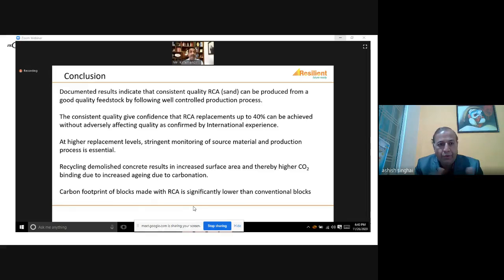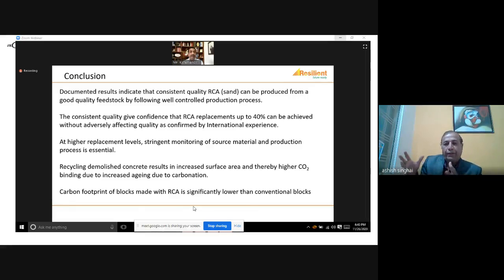Now, I would like to conclude. The documented results have shown that recycled concrete aggregate, that is sand, can be produced from a good quality feedstock by following a well-controlled production process. The consistent quality gives confidence that recycled concrete aggregate replacement up to 40% can be achieved without adversely affecting quality, as confirmed by international experience. So we have to go by this experience, which says that 40% of C&D waste recycled aggregates can be used as a partial replacement for producing good quality concrete.